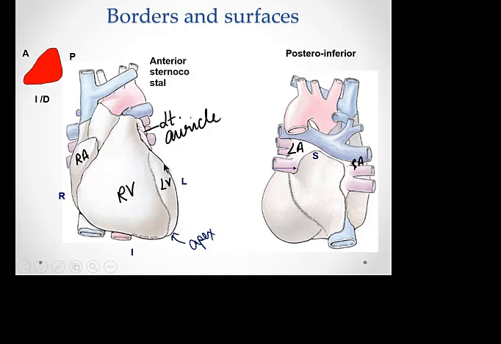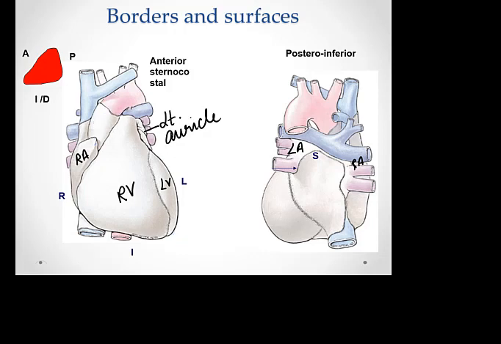This part here is the left border of the heart, notice this, formed by the left ventricle and this small part of the left atrium, which is called the left auricle. What does the word auricle mean to you? Ear. Remember when you did the ANP one, the external ear was called the auricle. Auricle means any ear-shaped process. So this part of the right atrium is also called the auricle, the right auricle. Most of the left atrium actually rotates to the back during development, and only the auricle is present on the anterior surface. So we can see that the left border is formed by the left ventricle and this left auricle.